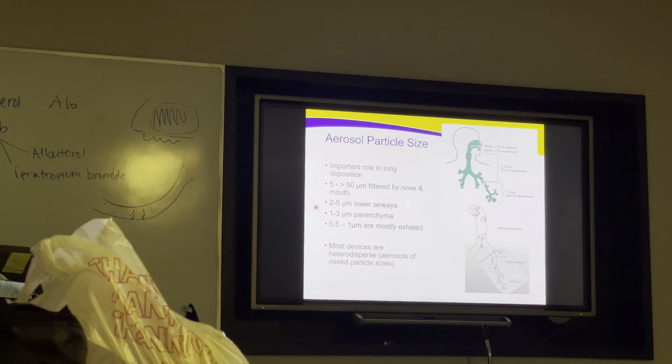Anything that's greater than 5 micrometers is typically filtered out by the nose and the mouth, so we lose all of that. Anything between 5 and 10, as you can see over here, really lands in the upper airways. Then 2 to 5 is in the lower airways, and anything 1 to 3 is in the lungs. Smaller than 0.5 is typically exhaled.